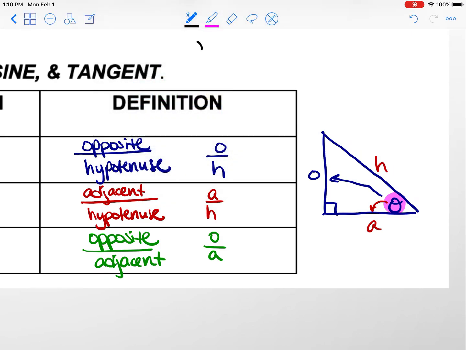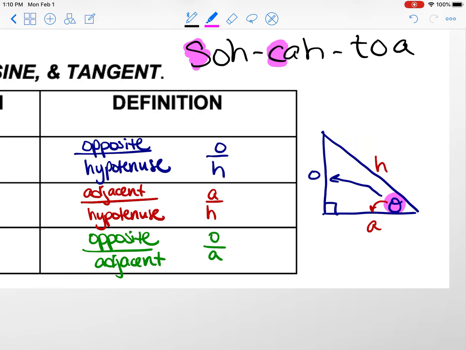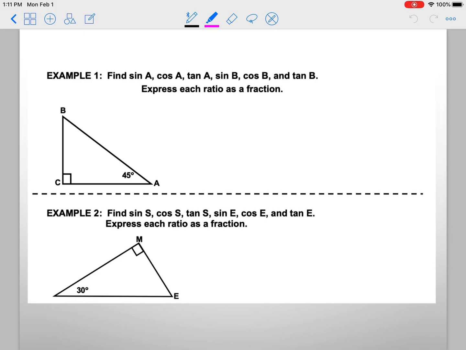An easy way for you to remember these vocabulary words and their definitions is to remember the phrase Sohcahtoa. We'll refer back to this quite a bit. So the S stands for sine, and then the O and H, if you look down at the definition, it's O over H. The C is cosine, the definition, A over H. T is tangent, O over A. So if you remember that phrase, it gives you the definitions all in one for you to use as we're working through this.